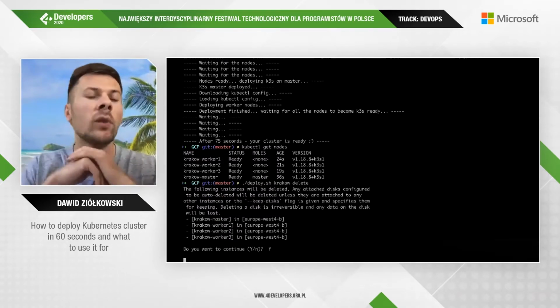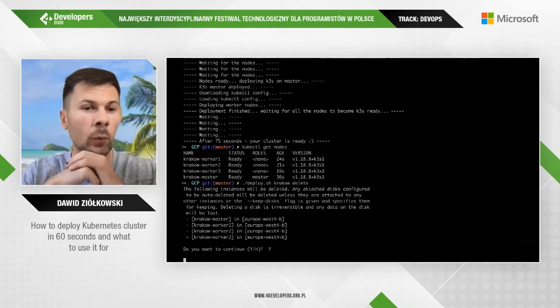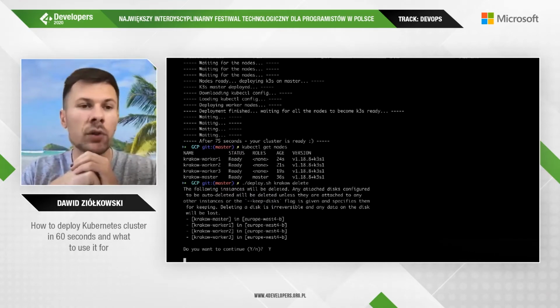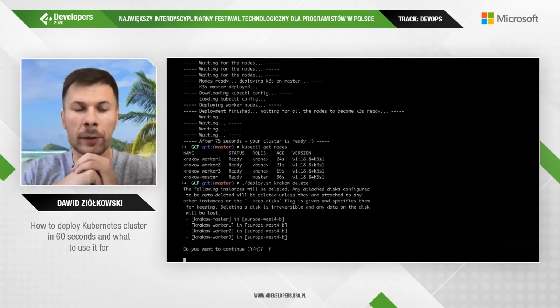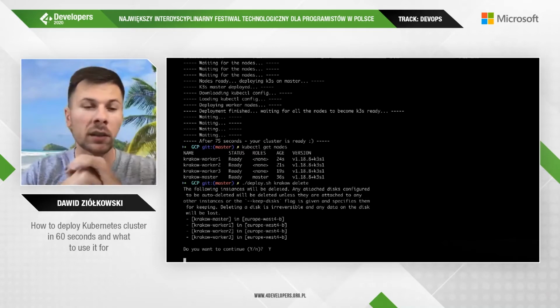And in the meantime, while it's deleting, I need to clarify something. So yeah, as I said, what it does, it's a bash script which connects to Google Cloud, deploys virtual machines, then deploys K3s on it. And let's stop here. So what is K3s? For those of you who don't know, K3s is a lightweight Kubernetes distribution.